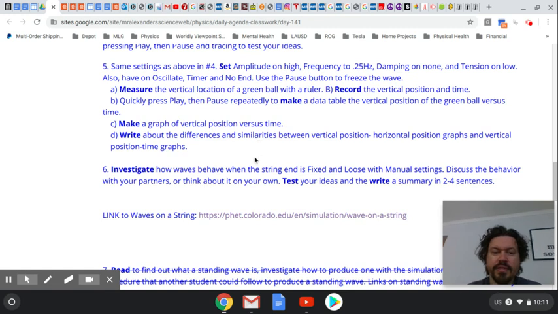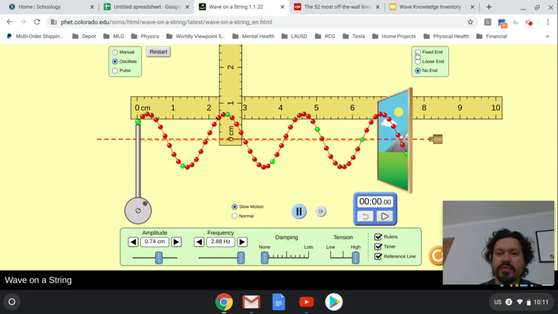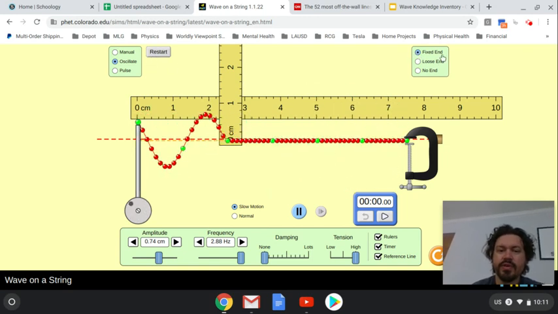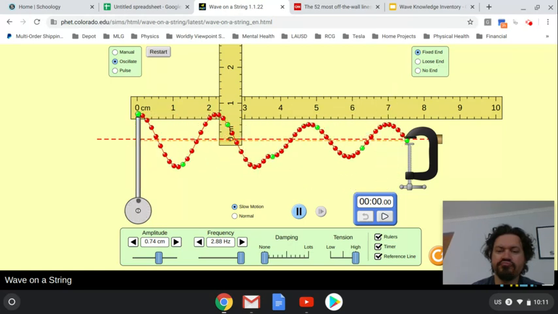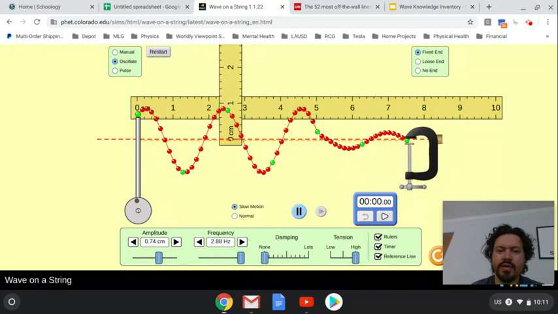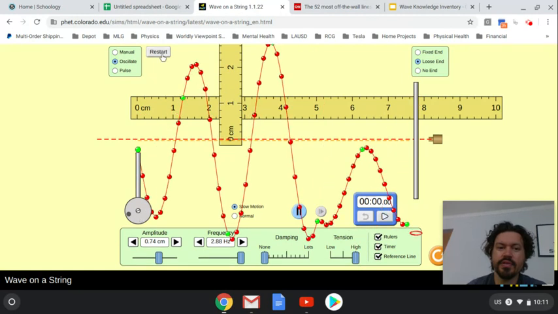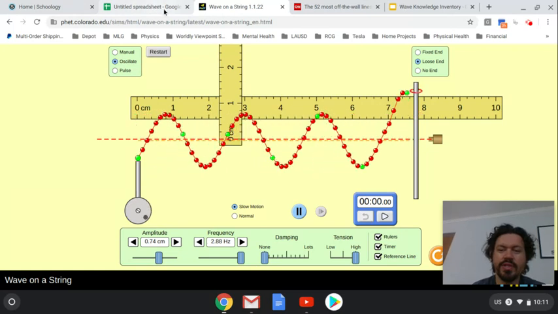The last thing I'm asking you to do is change the settings between fixed and loose. So going back here, we've got our wave going. Give it a fixed end. Sometimes it helps to just restart. See what you get. What's going on there? Give it a loose end, restart. See what you get there. See if you can explain what's going on.